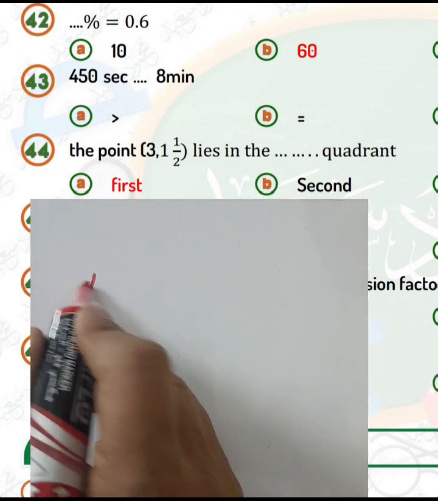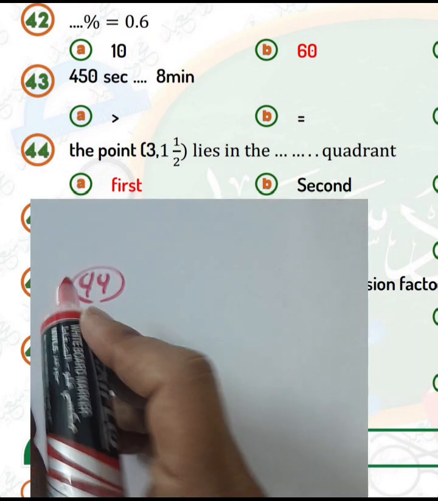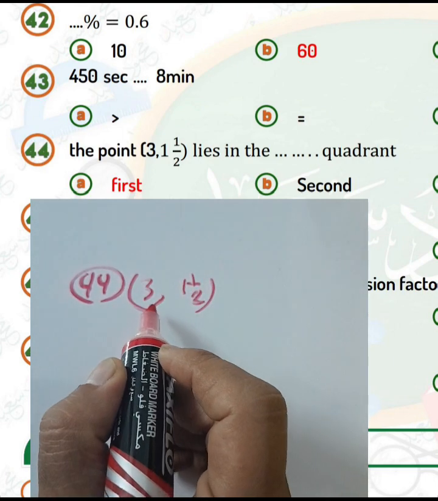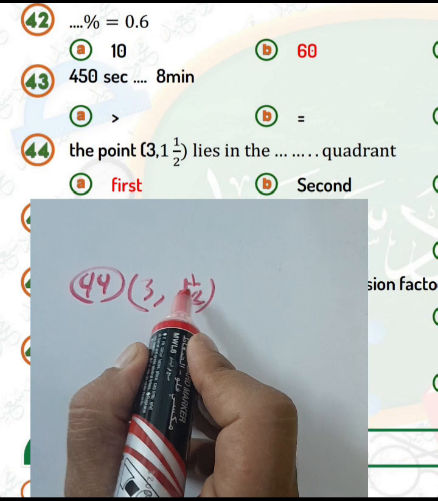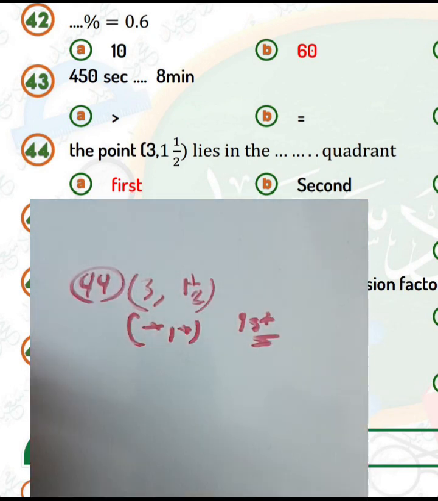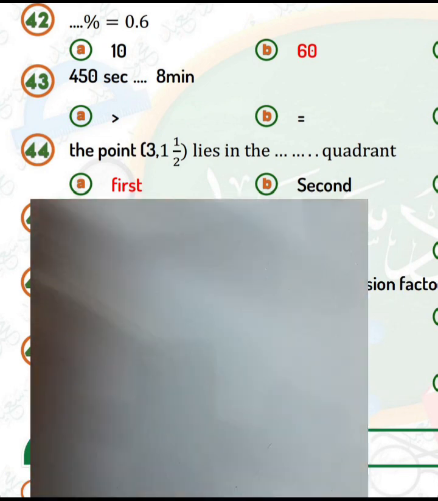Question 44. The point 3 and 1.5 lies in the first quadrant because the signs here are positive and positive, and positive and positive lies in the first quadrant.